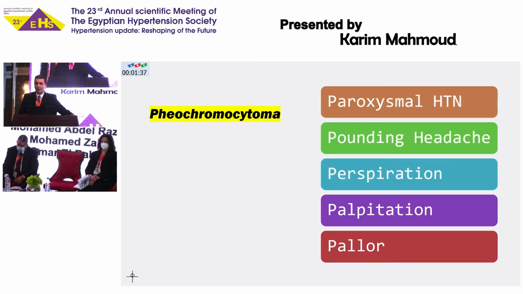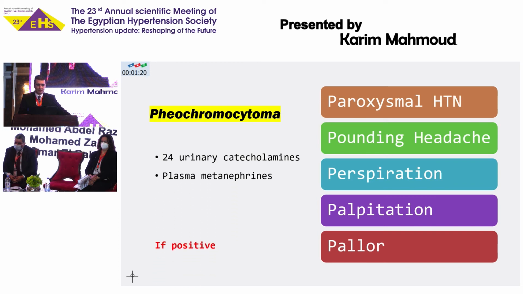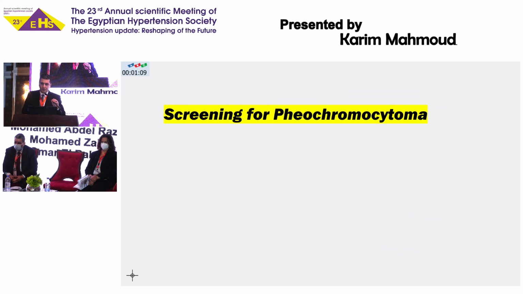Pheochromocytoma is not very common. However, it can be suspected using these 5 Ps, which are paroxysmal hypertension, pounding headache, perspiration, palpitation, and pallor. And if it's suspected, we should do 24-hour urinary catecholamine and plasma metanephrine. If positive, we can proceed to abdominal CT or MRI and MIBG or whole body MRI if the above are not conclusive.